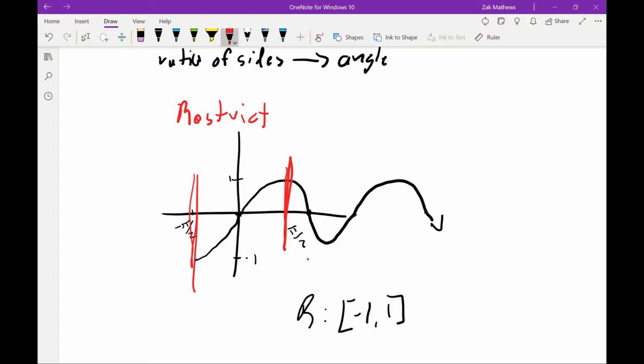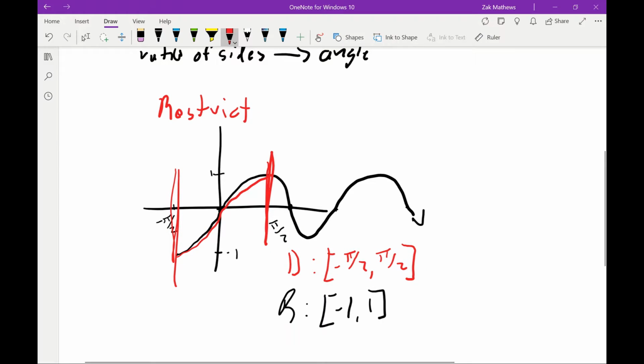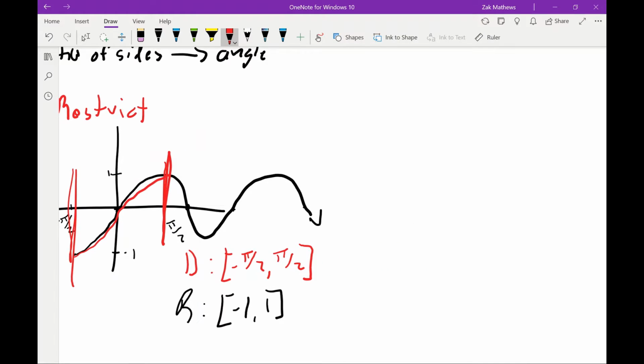And so what I've done is I've taken the unrestricted sine function that goes from negative infinity to infinity. I've restricted its domain to being between negative pi over 2 and pi over 2. And that way, this little portion in here becomes one to one. So what I want to look at next is this inverse sine function's graph.